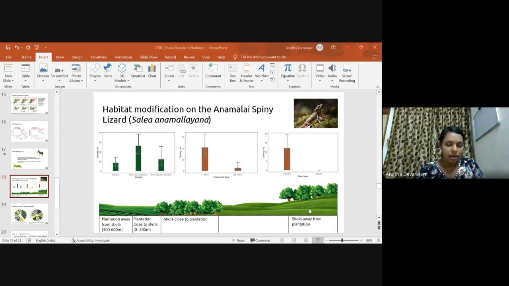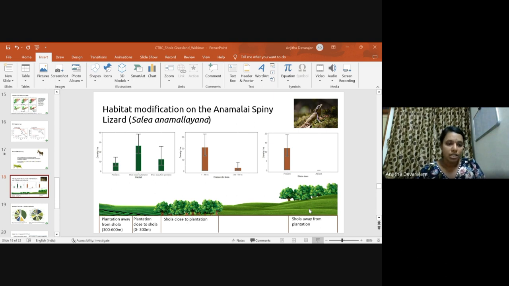This is an arboreal lizard, and a previous study had found that the density of the lizard is almost similar in the Shola forest and grassland. So I looked into the factors that influence the population of this lizard in multiple habitats. I classified Shola into two categories: undisturbed, that is Shola away from the plantation, and disturbed, that is Shola close to the tea plantations, and then tea plantations.